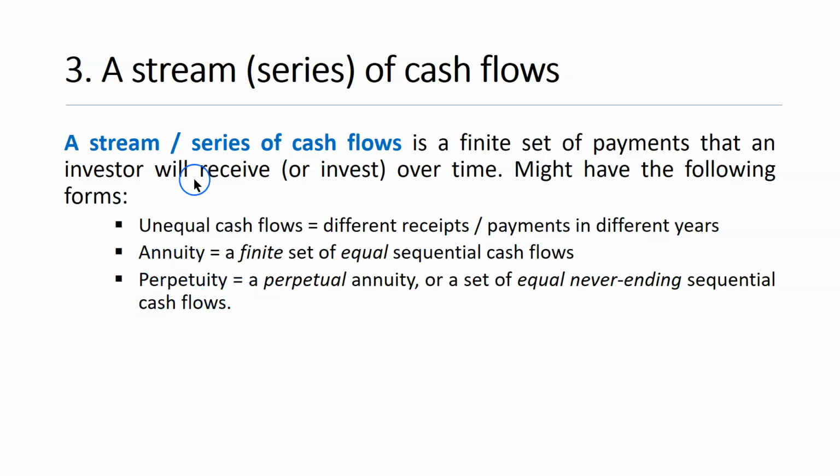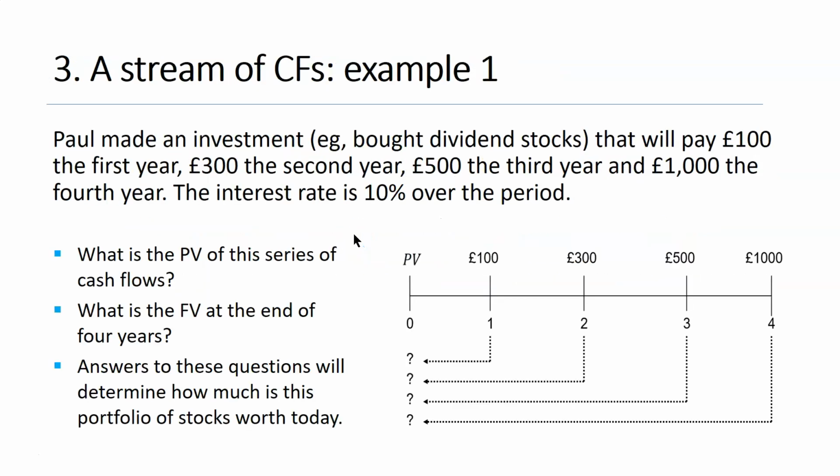For now, let's just focus on a stream of unequal cash flows, which occur at different points in time, different cash flows in different years. How do we value them? For example, in illustration, Paul has made an investment, for example, bought dividend stocks, which will pay £100 in the first year, £300 in the second year, £500 in the third year, and eventually £1,000 in the fourth year. And the interest rate, or the rate of return, is 10% during this period.